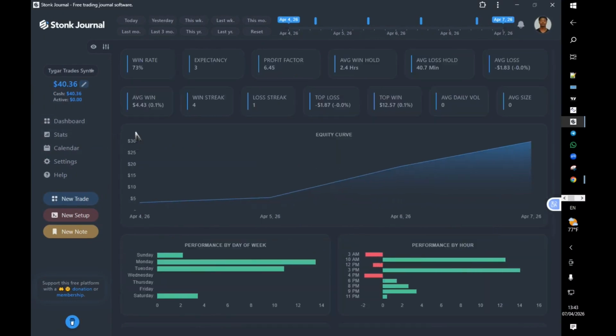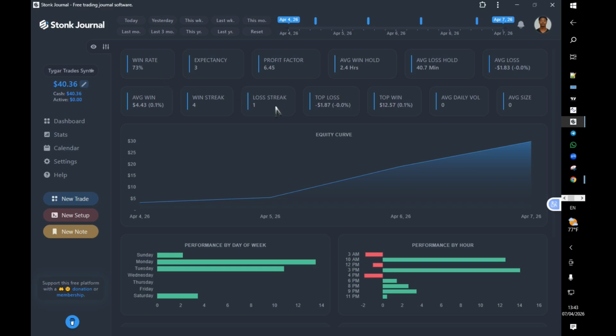statistics for the account. Win rate about 73, which is too high for my usual win rate, because my win rate is usually 40%, but that is for forex currency. So it means I have a way higher win rate using synthetic indices, which is more than 50%, a very high win rate, right?